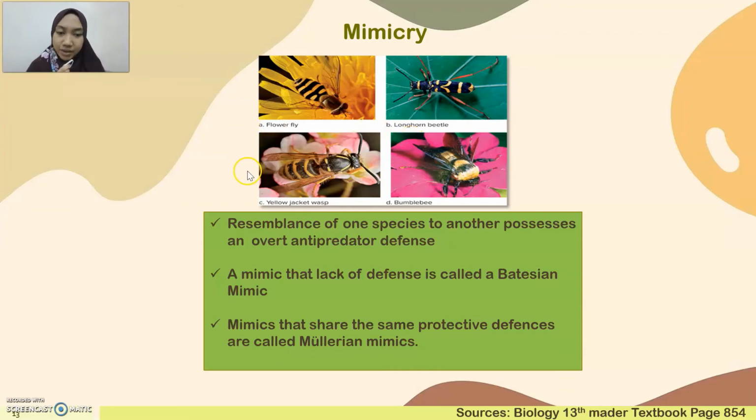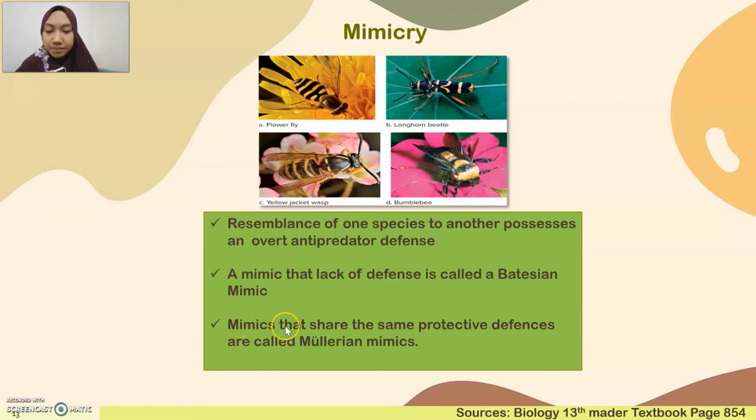We can say that once a predator experiences the defense of the model organism, which is the yellow jacket wasp, the predator will remember the coloration and avoid all animals that look similar to it, including these two insects, the flowerfly and the longhorn beetle, although neither of them has the ability to sting at all. Another example of Batesian mimicry is the scarlet king snake mimicking the venomous coral snake.